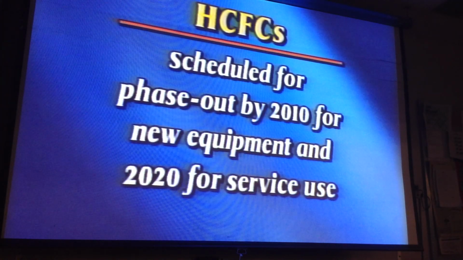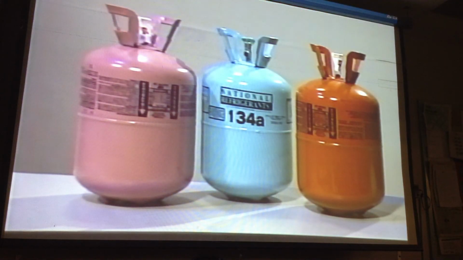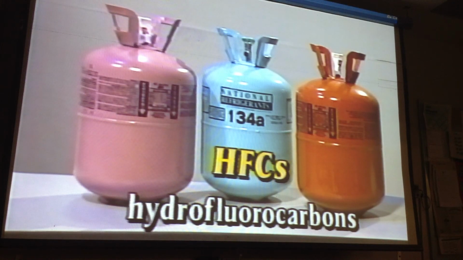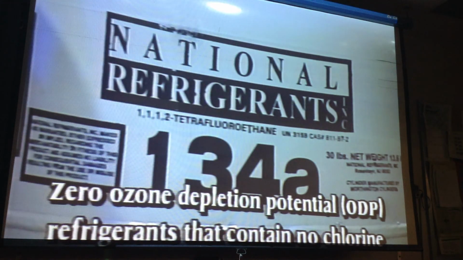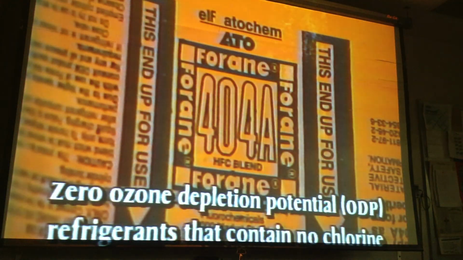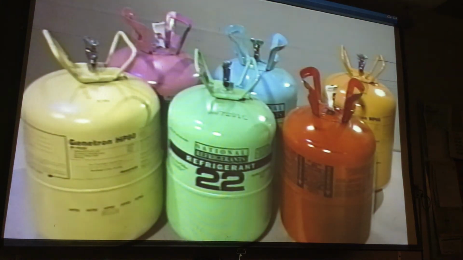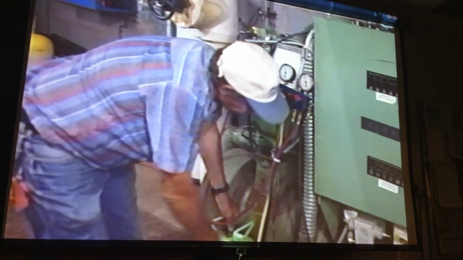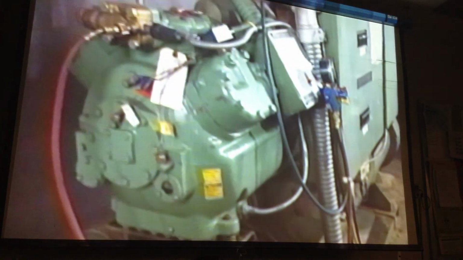HCFCs are scheduled for phase-out by 2010 for new equipment and 2020 for service use. The second replacement, known as HFCs, or hydrofluorocarbons, are zero ozone depletion potential refrigerants and contain no chlorine. They are designed for use in newer equipment and have no scheduled phase-out date. With the many types of refrigerants available today, technicians need to be aware of the compatibility between these refrigerants and the equipment in which they are designed to be used.